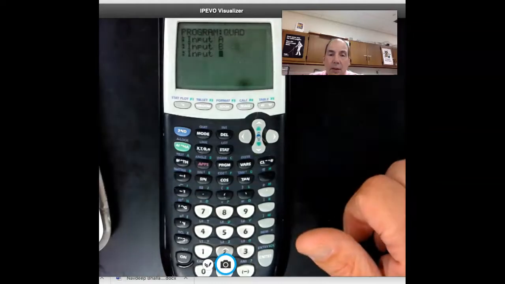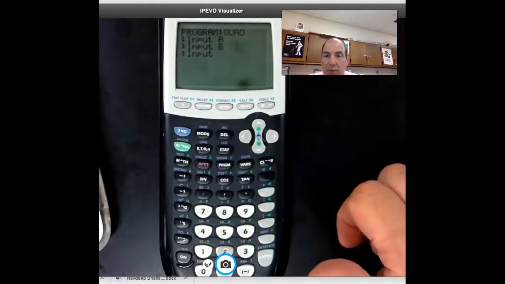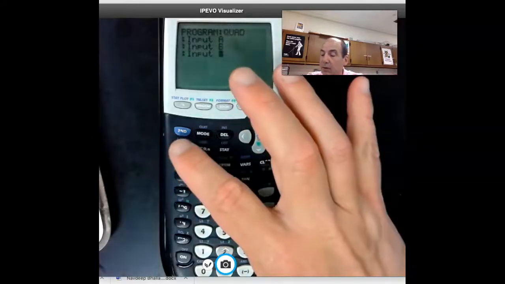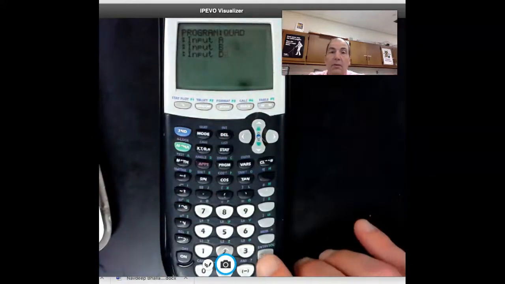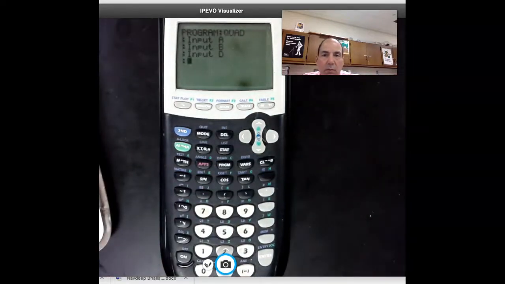Now, technically the next thing should be C. However, since I keep the speed of light stored in my calculator, I don't want to use C because it will overwrite it. So I'm going to change it to D just for that sake. Okay? But feel free to use A, B, and C because we're done with the speed of light for this year in chemistry. All right, so now we want to display the answers.